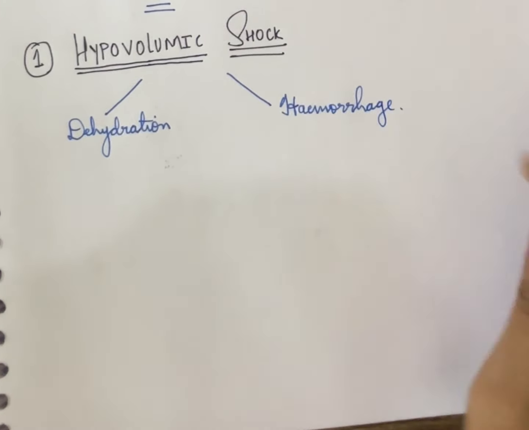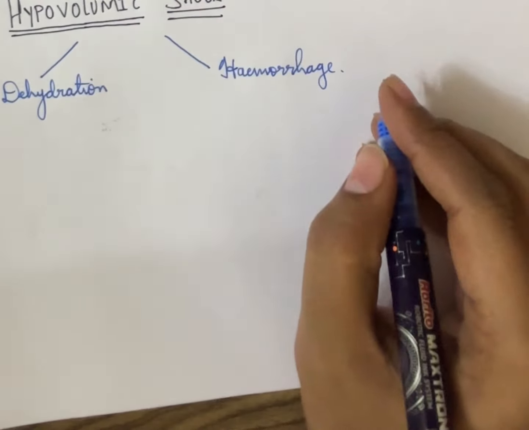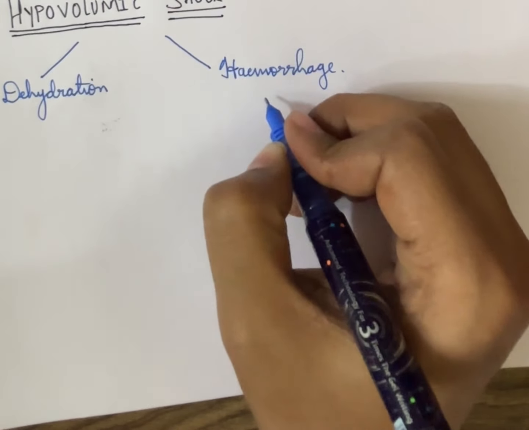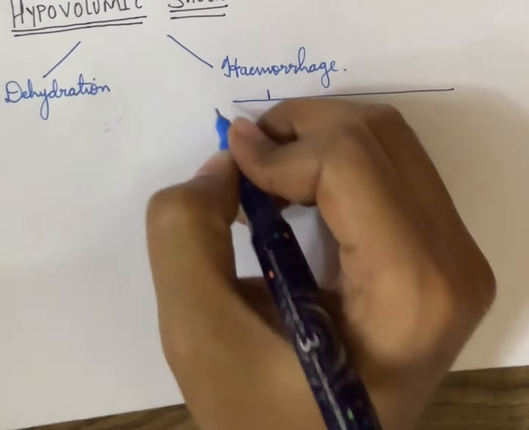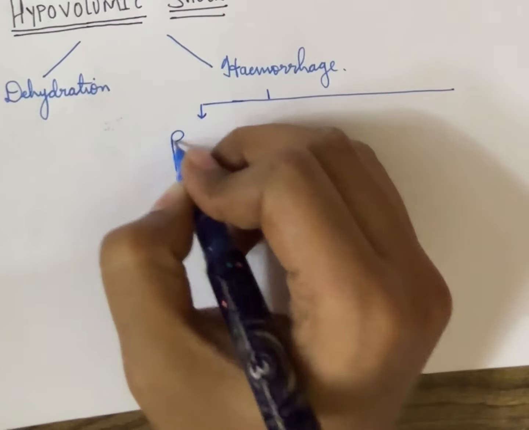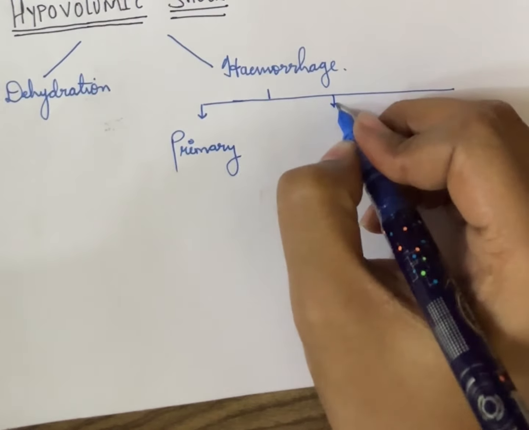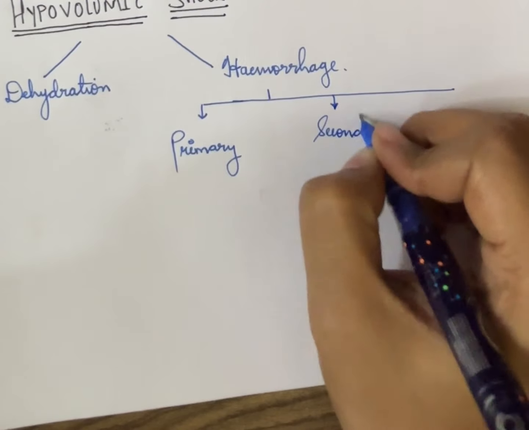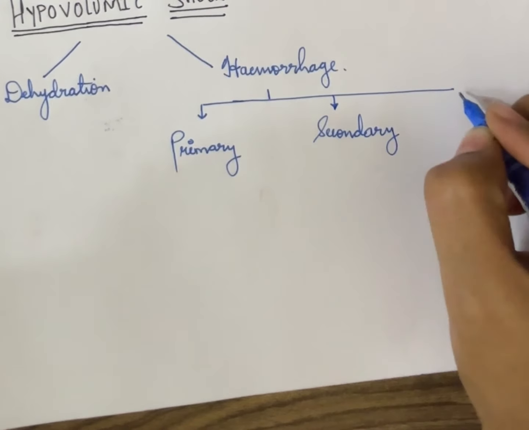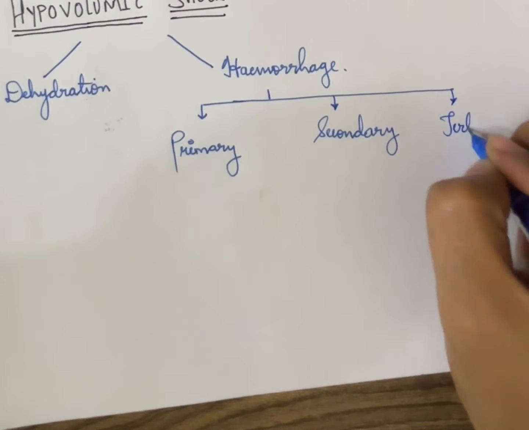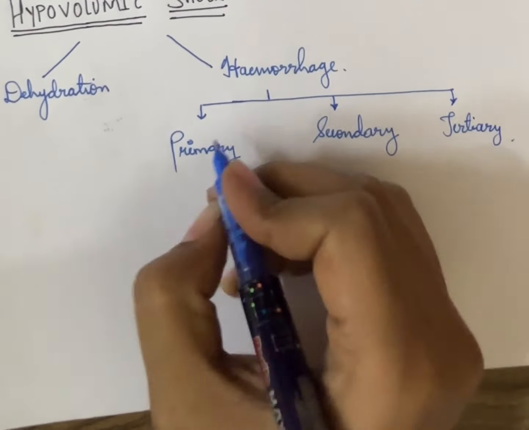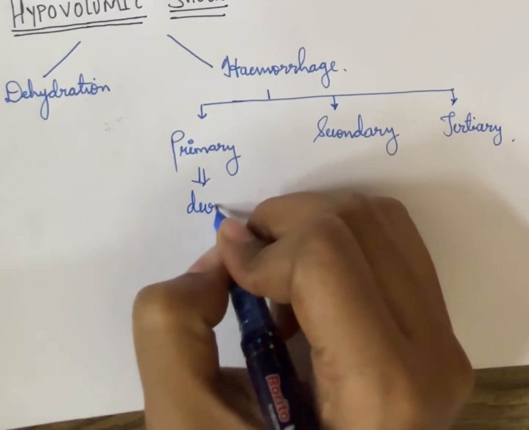And when hemorrhage occurs, if it occurs during the surgery, hemorrhage is of three types. Basically, it's primary, secondary hemorrhage, and tertiary hemorrhage. So what is primary hemorrhage? Primary hemorrhage is the hemorrhage which occurs during the surgery.